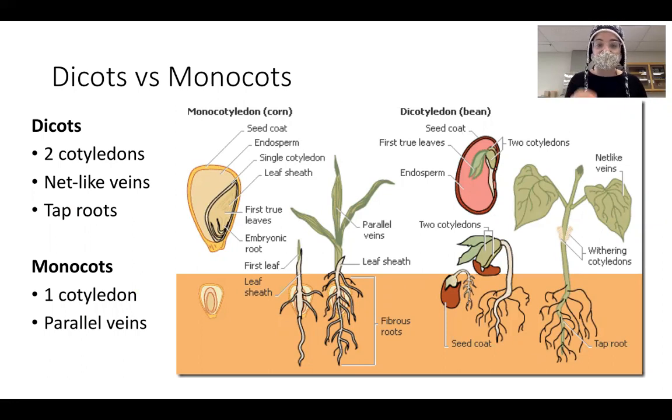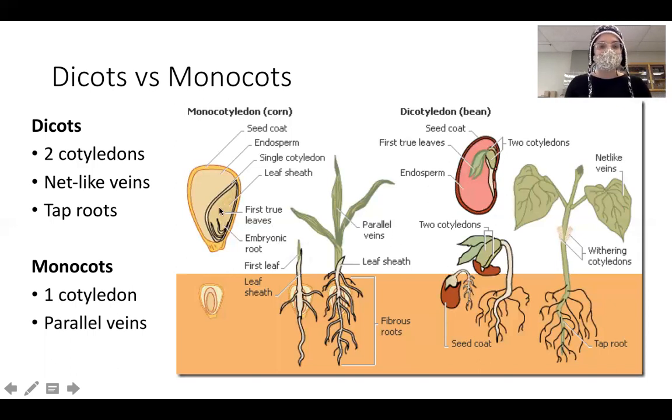They are the first leaves that will come out of the seed. In monocots, mono meaning one, there's only one leaf that will pop out of the seed. That's depicted here in our corn. And then with our dicots, di meaning two, we have two cotyledons. Those are represented here.